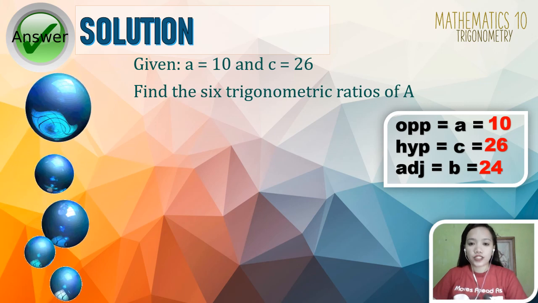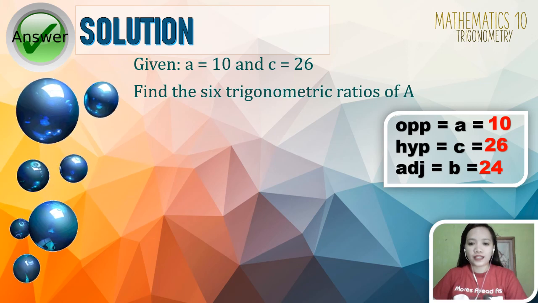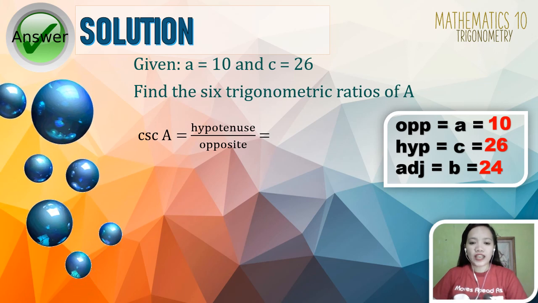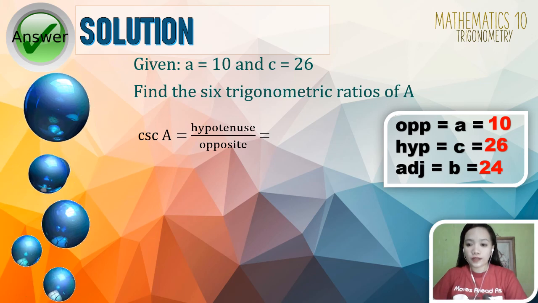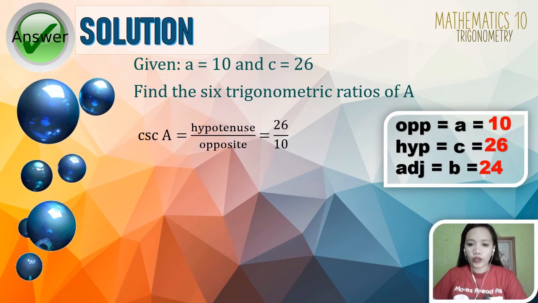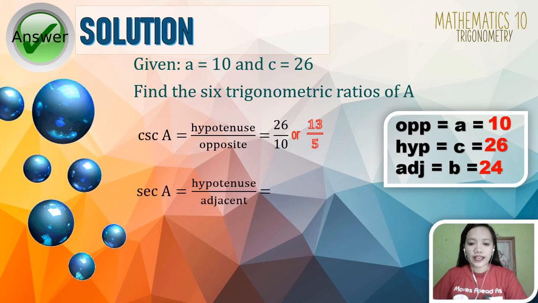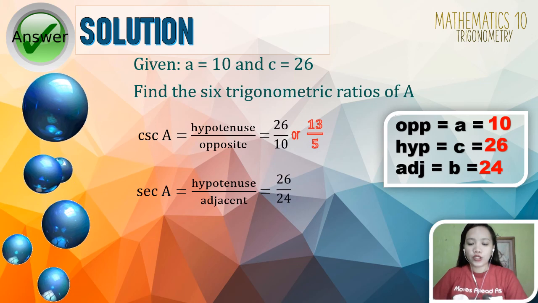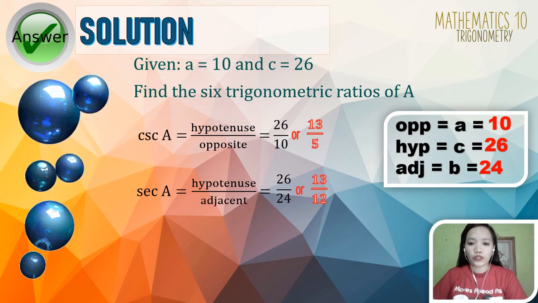Next, the remaining trigonometric ratios are cosecant, secant, and cotangent. So let's have cosecant first. The formula for cosecant is hypotenuse divided by opposite. The same way, substituting in the formula, you'll have 26 over 10 or 13 over 5. Next, we have secant A equals hypotenuse divided by adjacent. We'll have 26 over 24 or 13 over 12.